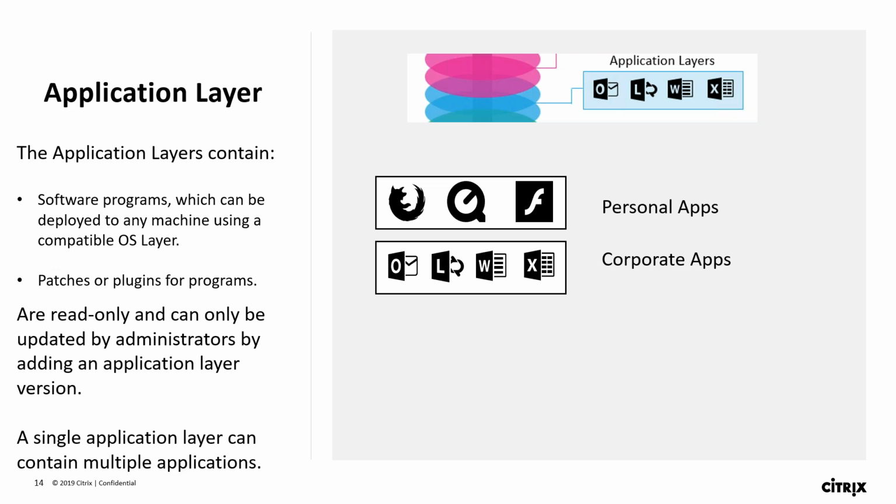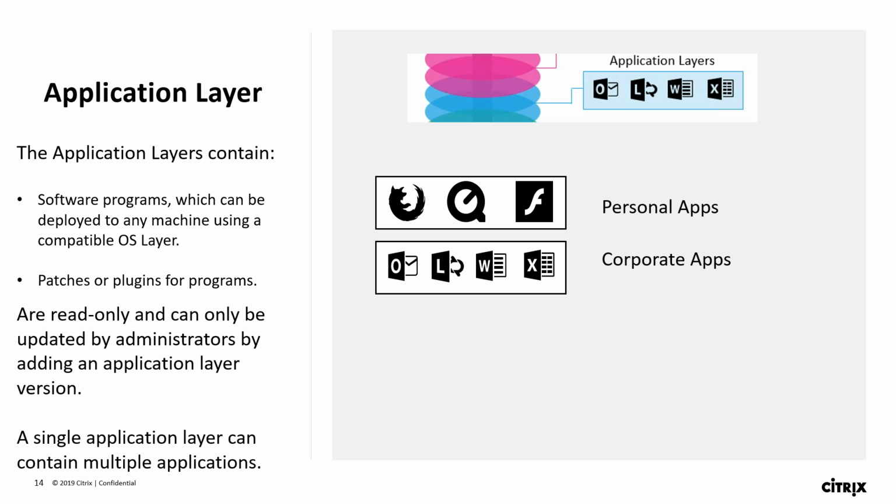Again, the application layer is read-only and only can be updated by an administrator by adding application layer versions. Now, a single application layer can contain multiple applications, and at a later date, you can add more applications to any application layer. Or it can contain a single application. That's up to you. We can also merge multiple application layers into any image that we provide to a provisioning service.